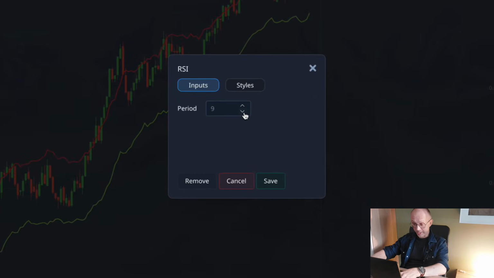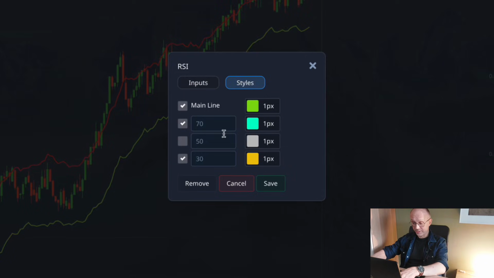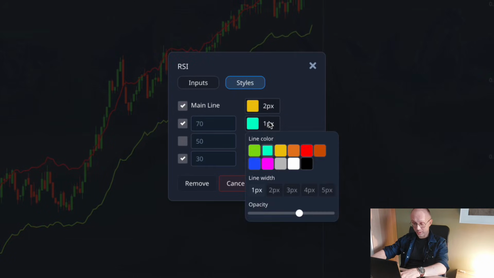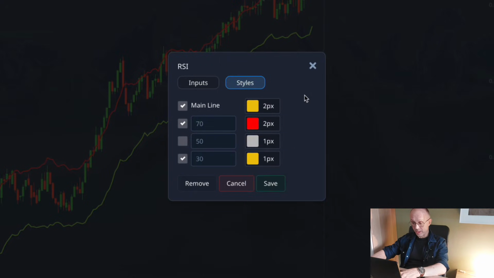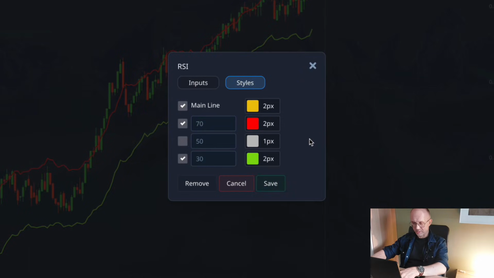Let's configure the RSI. Let's set the period to 5. Go to Style. Disable line 50. Let's set the main line to yellow with 2. Set line 70 to red with 2. Move opacity to the right. Set line 30 to green. The width is 2. Move opacity to the right. And save.